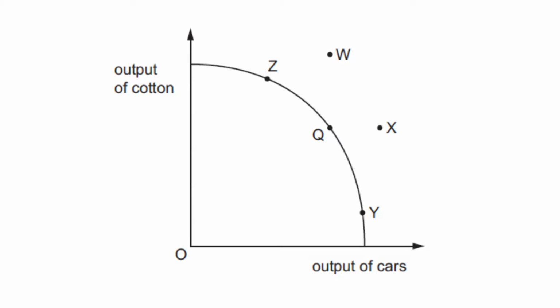Okay, an improvement in technology will typically move the curve for the PPC. So it is going to move from point Q to a point outside the current PPC. The technology can only be used for cars, so the point will move toward more cars. That only leaves one point. So the answer is B, by a movement from Q to X.